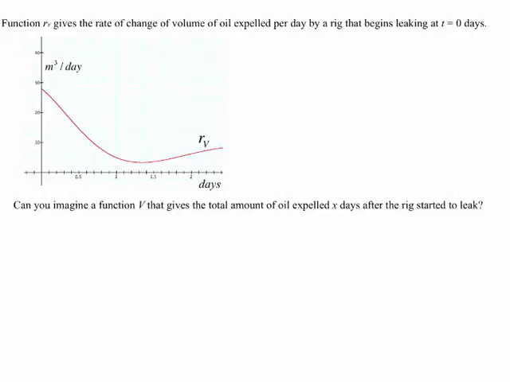Okay, so first of all, can you imagine a function V then that gives the total amount expelled x days after the rig started to leak? So what is this? This is a rate of change function telling us at any moment since the oil started to leak what the rate of change is. So can you imagine that there would be some function that would tell us how much total oil has expelled x days after the rig started to leak? Can you imagine that? Yes. Not what it is, but that there would exist such a function. Okay? All right, well, here's what that looks like.